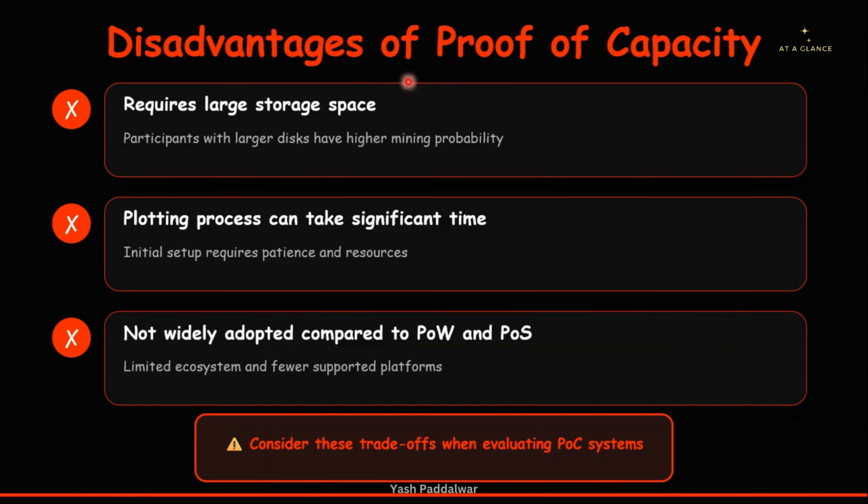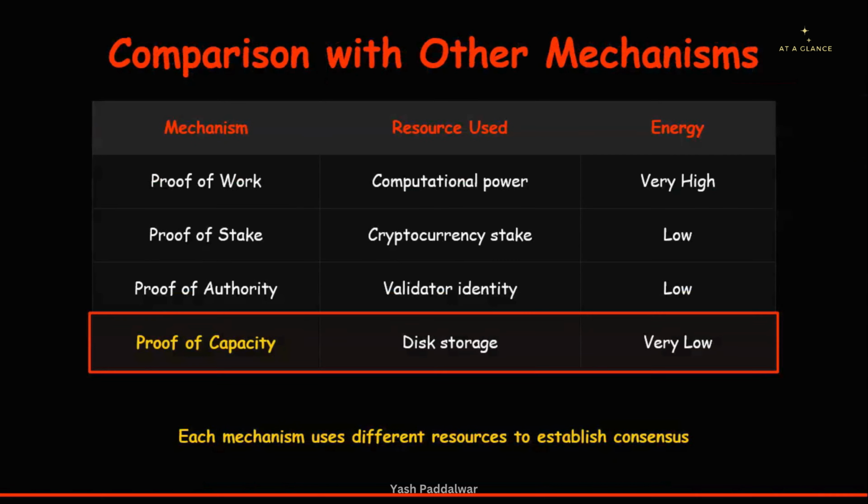Now, talking about the disadvantages of PoC, it requires large storage space, obviously. Here the participants with large disks have a higher mining probability. Okay, the plotting process can take significant time. Yes, the initial setup requires patience and resources. Okay, where we set up the plots and the hash values, right? It is not widely adopted compared to PoW and PoS. Okay, limited ecosystem and fewer supported platforms are there for it. Always consider these trade-offs when evaluating PoC systems. So I hope the disadvantages of proof of capacity are clear to you all.